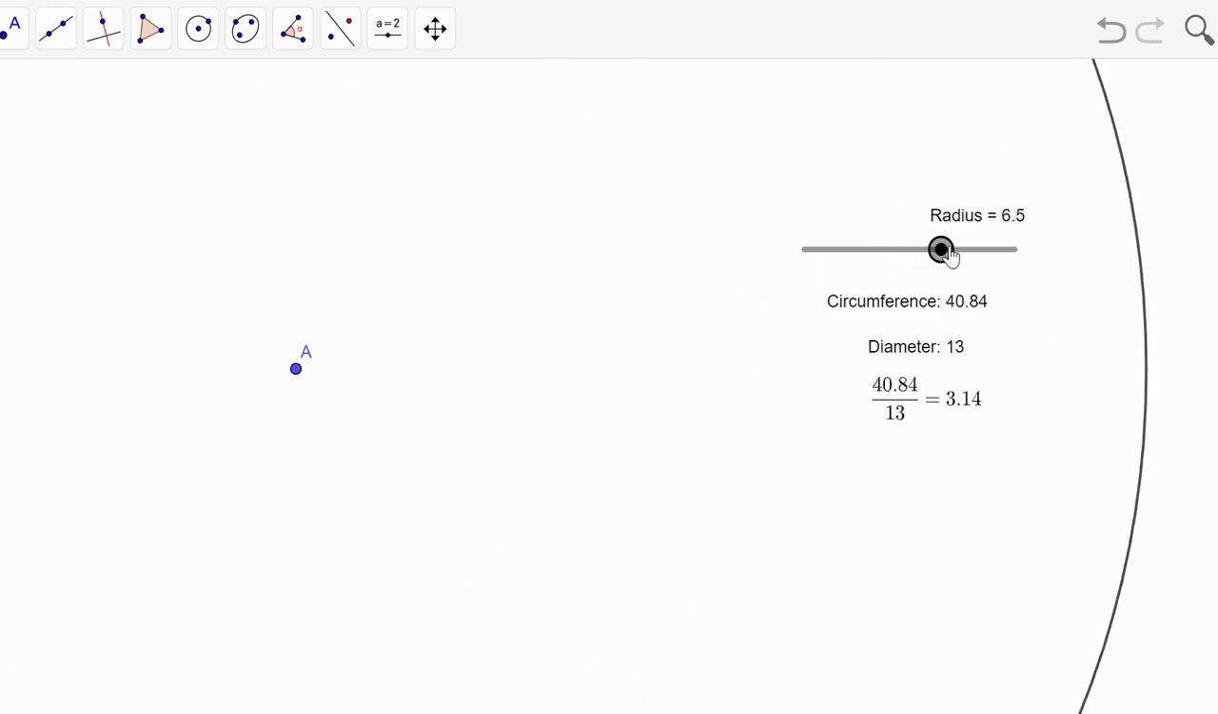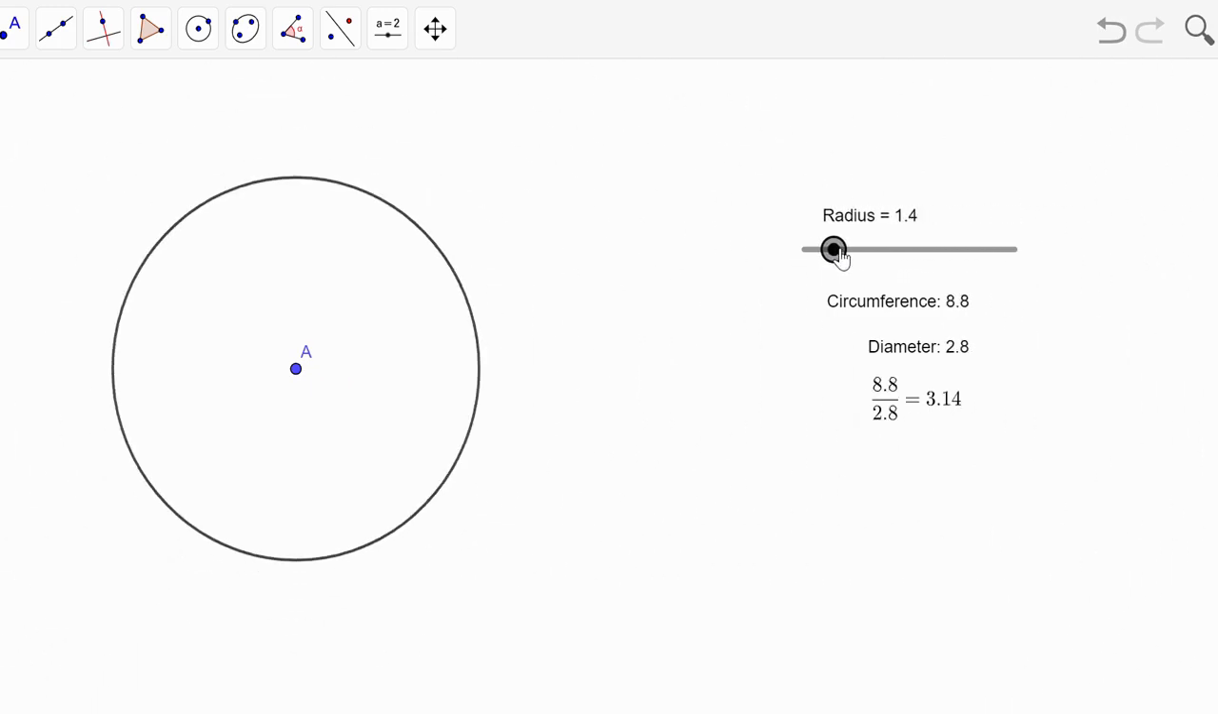But the point is that it doesn't matter how big the radius is. In all circles, the ratio between the circumference and the diameter is 3.14, and that's how we get pi. It's a universal constant that describes something about every single circle.